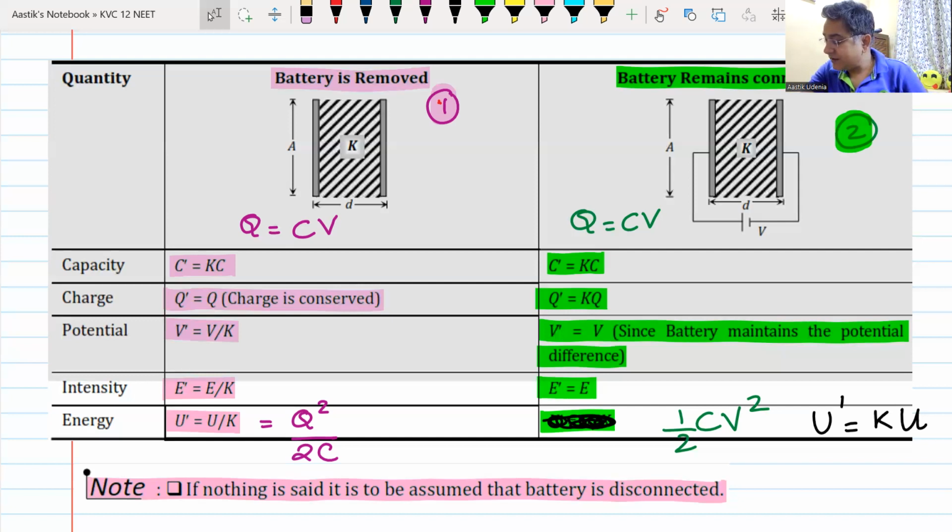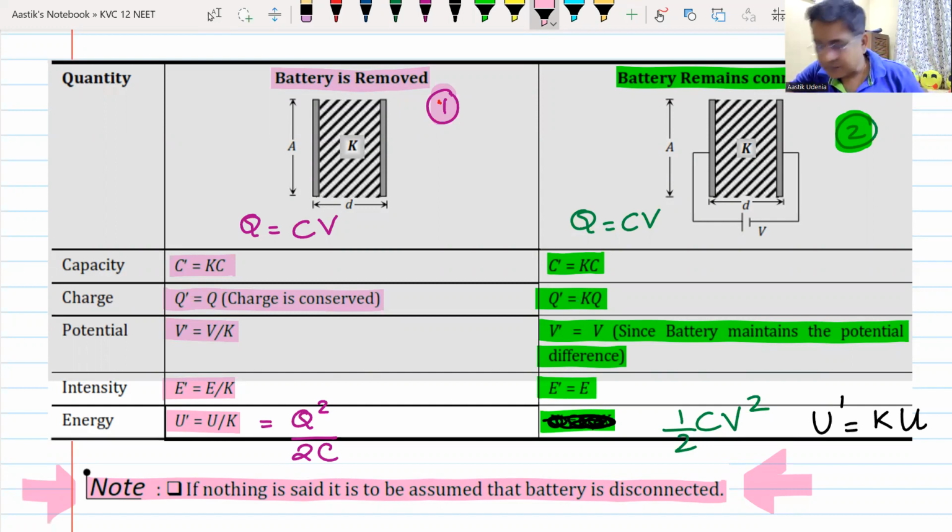We have also seen that if nothing is mentioned in the question, if they don't tell you whether the battery is connected or not connected, you will always take it as battery disconnected. Do we remember this? Because in the questions that are going to appear in your exam, it may not be given. Do we understand this?